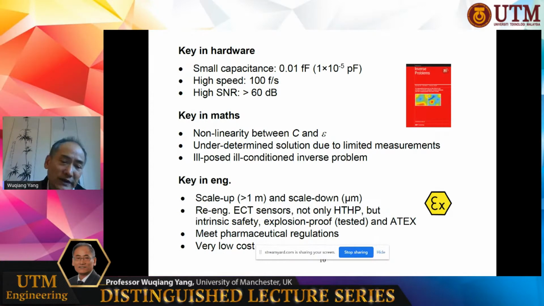The last one is the cost. Recently, a company in South Korea asked me, can you drop your price to a few hundred US dollars rather than a few like 10,000, 20,000, that range? That is another difficulty. If you can drop the price to 300 US dollars, I can place thousands of ECT systems in semiconductor industry.